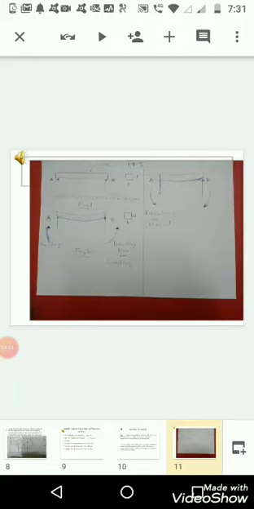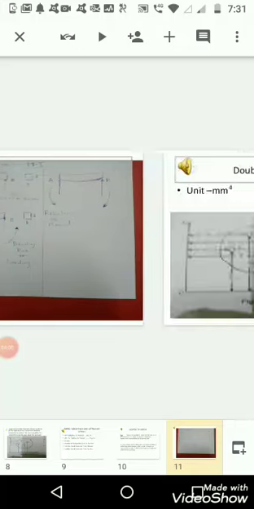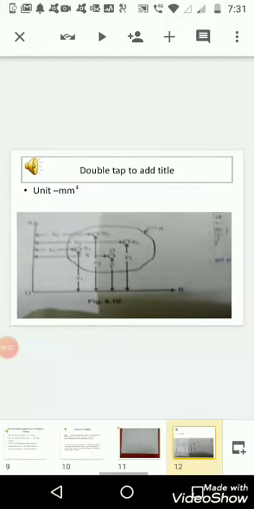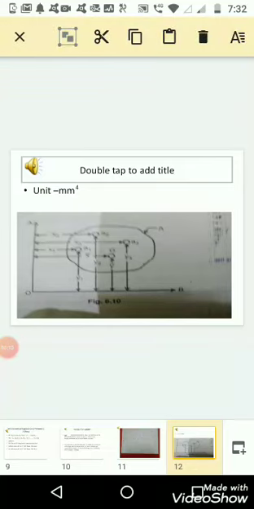Dear student, I hope you had a fair idea about what moment of inertia is. Things will gradually get more clear when we solve numericals. Now we move to the next slide. The unit of moment of inertia is mm raised to 4.